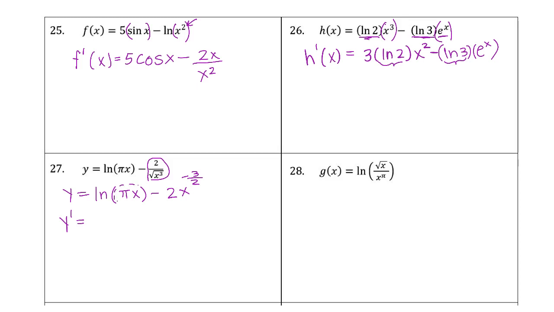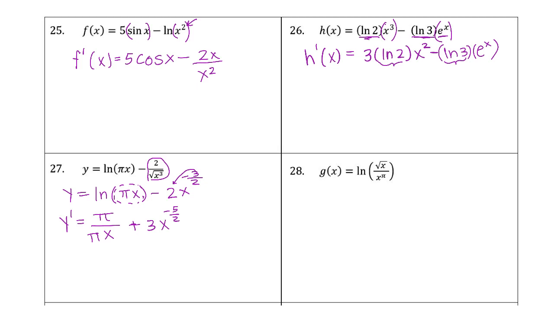Here's the stuff. And so the derivative of pi x is just pi back over pi x. And then we're going to have minus, and we're going to multiply this negative 3/2 down. So that minus turns to a plus 3, and then x to the negative 5/2.